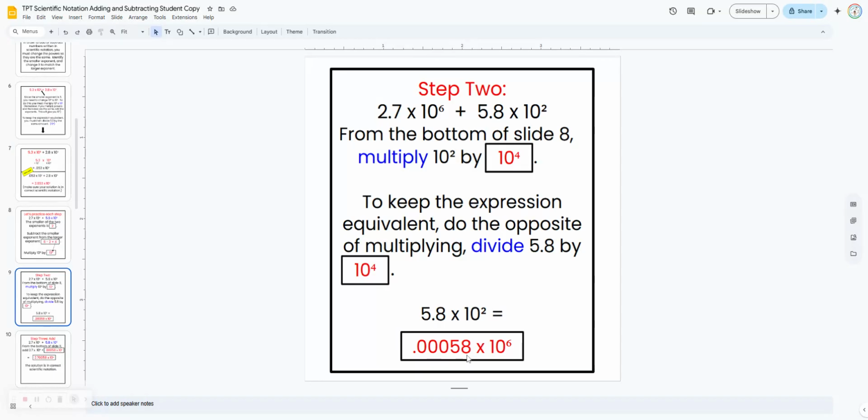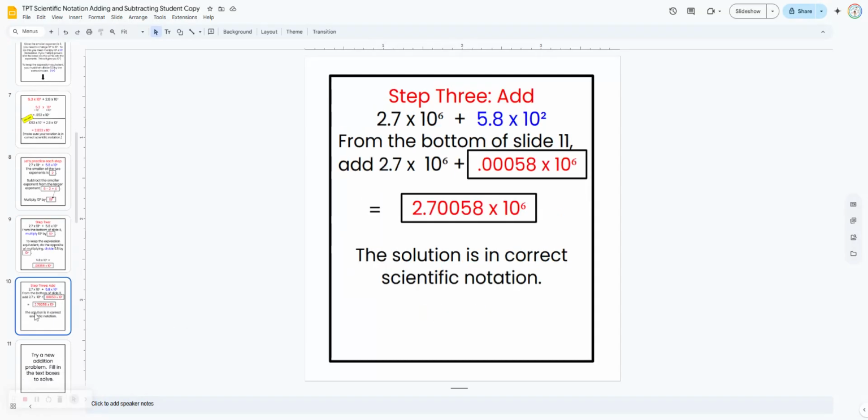We're going to get this decimal and 10 to the 6th. So now our exponents will be the same. Next step is we're just going to add them together, and we get our solution. And again, we want to check and make sure it's in correct scientific notation.